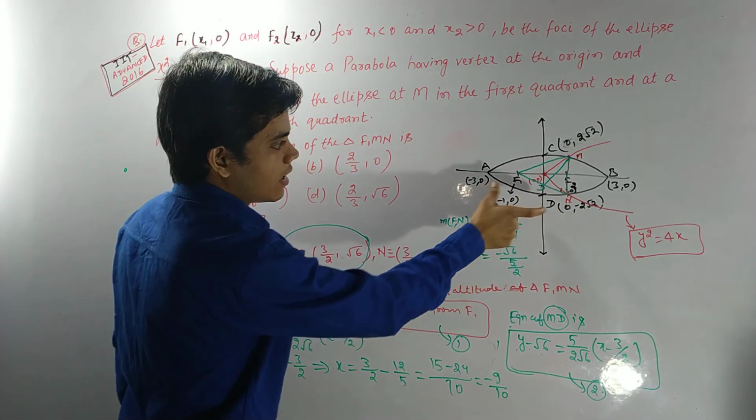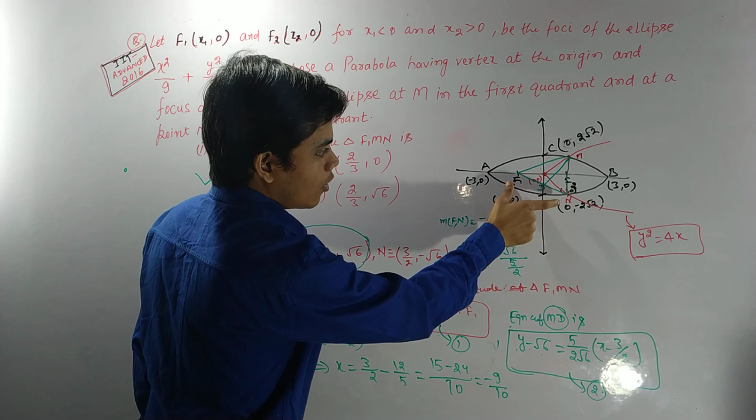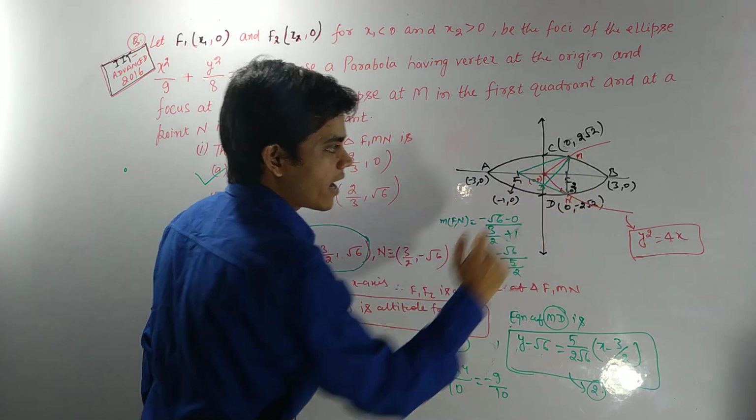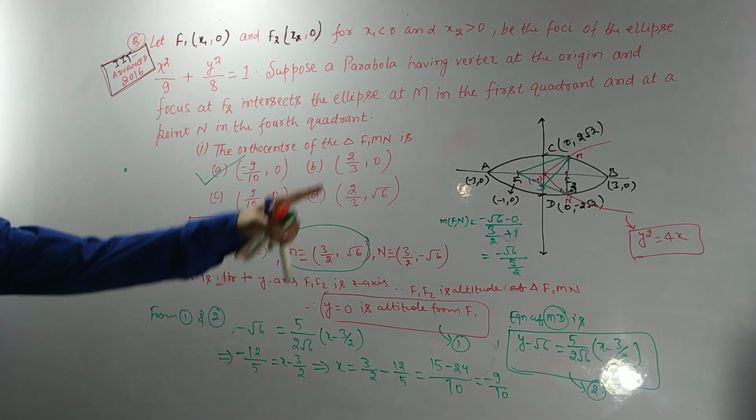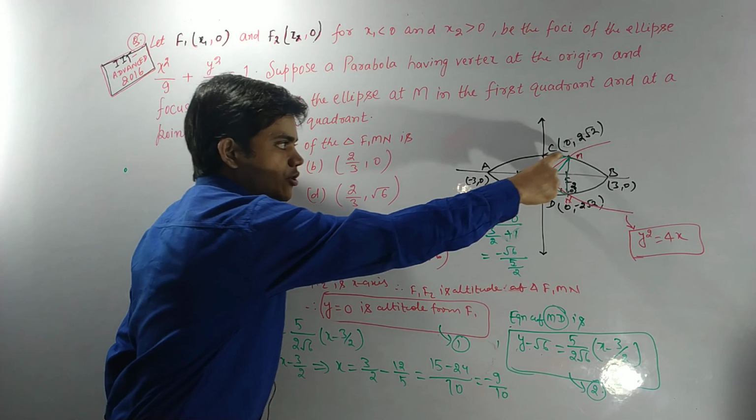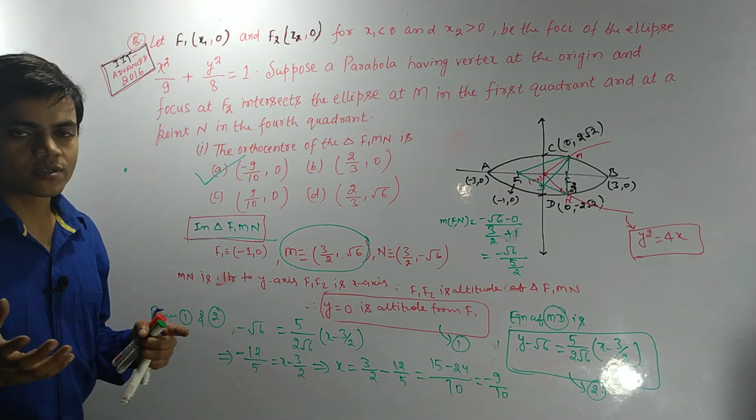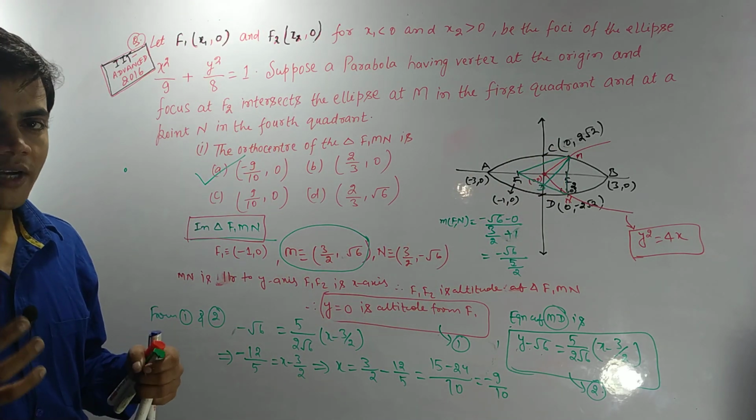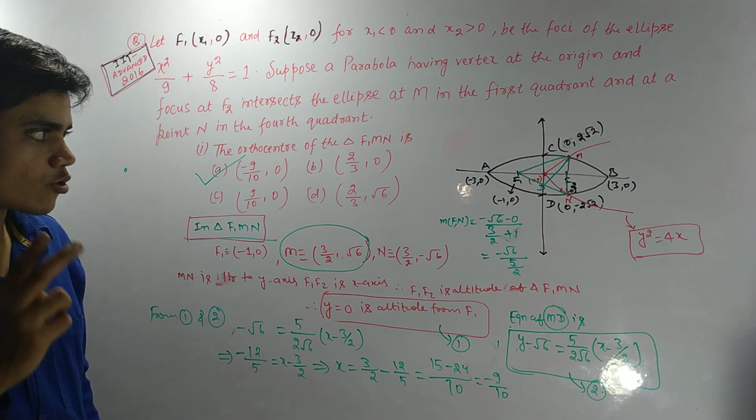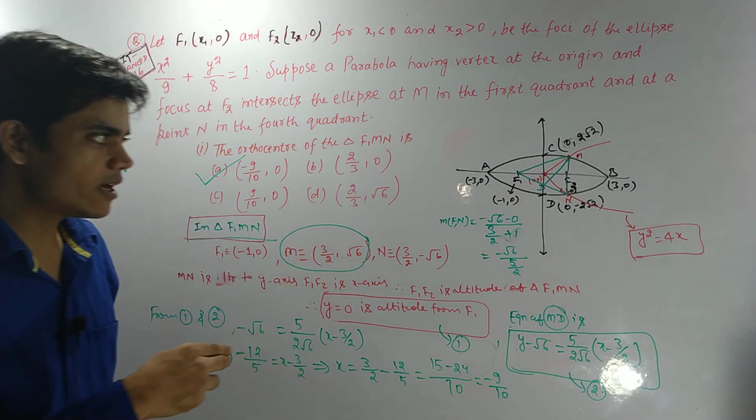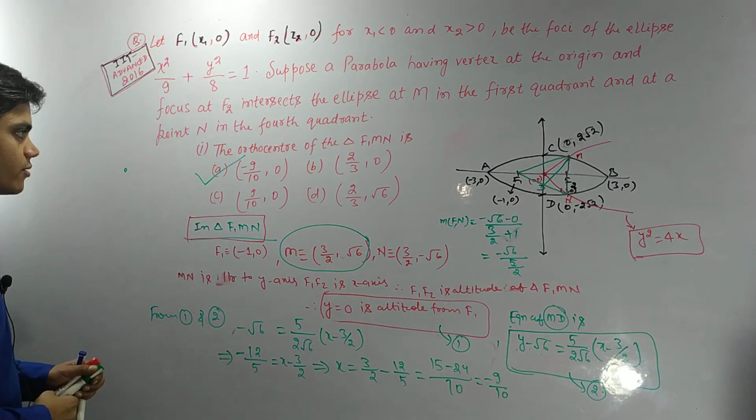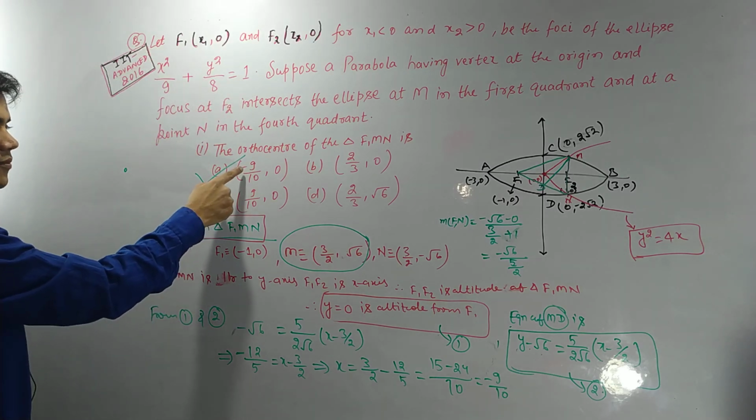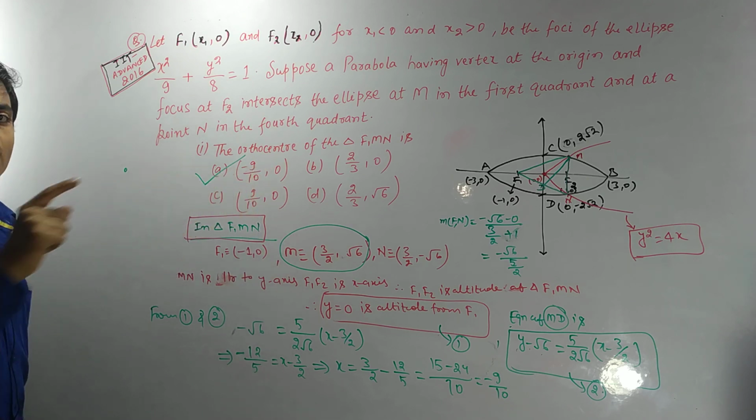By using the slope of F1N, we got the slope of MD, and by using the point slope form of the equation of a straight line, we got the other altitude MD, and we know the orthocenter is nothing but the point of intersection of two altitudes. So by solving the equation of MD and F1F2, which is y equals 0, we got the required orthocenter, which is nothing but minus 9 by 10 comma 0.